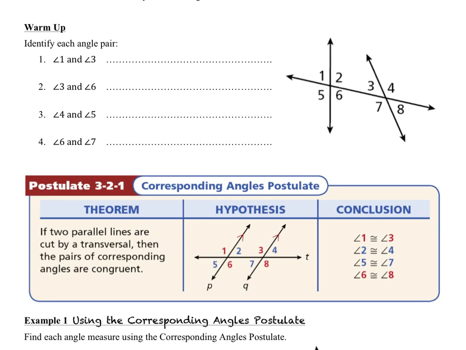Angle 1 and angle 3 are corresponding angles. If you lift the first group of 4 up, add it to the second group of 4 angles, the 1 and 3 would line up. So those are corresponding angles.